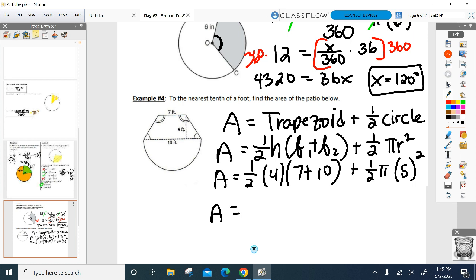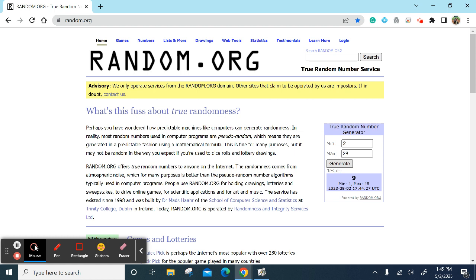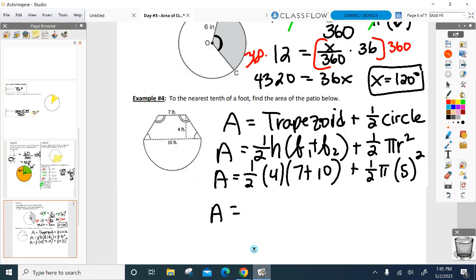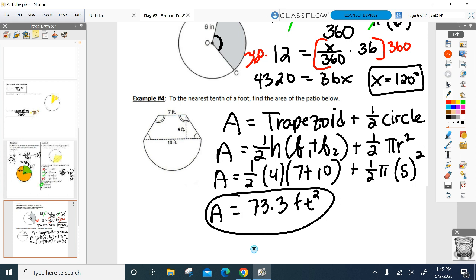What would you get? I put his equation in one half. All right, when you're ready, let me know. Round it to the nearest tenth. 73.3. Yep. All good?